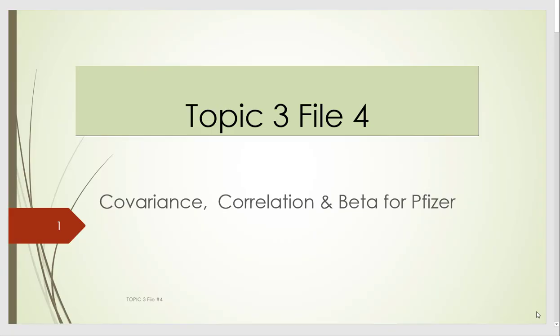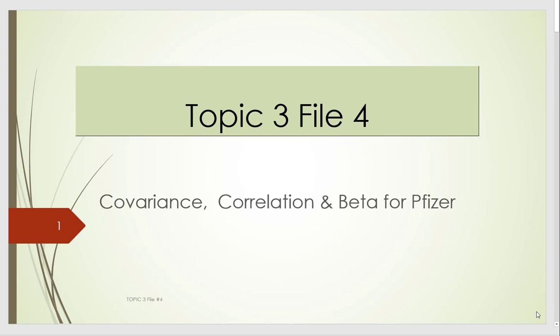This time you're at file 4. 3 and 4 are related, they're continuations of the same analysis on Pfizer and the Standard & Poor Index representing the stock market. In file 3, we did the return and standard deviation for both Pfizer and the index. We did the coefficient of variation to see which had more risk per unit of return. Now we're looking at the covariance, correlation, and beta of Pfizer.